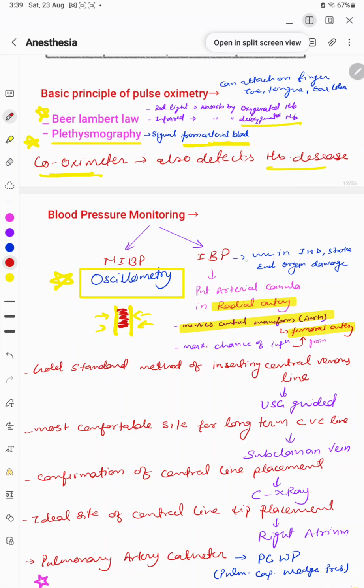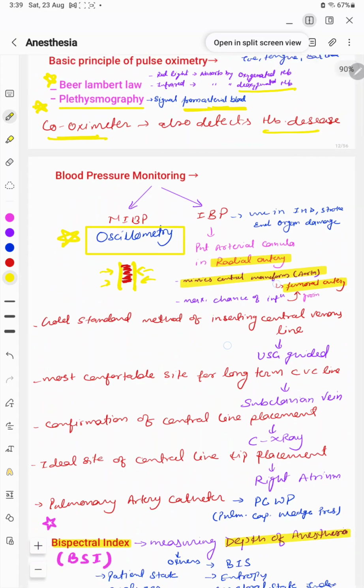We use IBP in ischemic heart disease, stroke, and organ damage. We put an arterial cannula in. Where do we put the arterial cannula? In the radial artery. This is important. Where do we put the arterial cannula? In the radial artery.